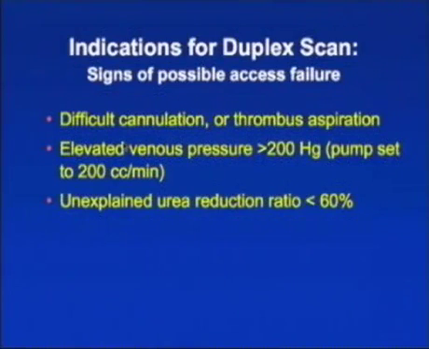Some of the indications for duplex imaging of hemodialysis access are difficult cannulation or thrombus aspiration during hemodialysis. If the venous pressure is elevated, greater than 200 millimeters of mercury, this can be an indication of failure as well. Unexplained urea reduction, less than 60%.